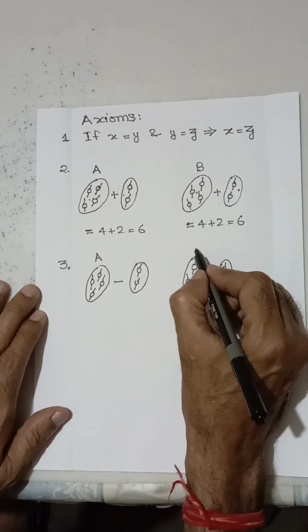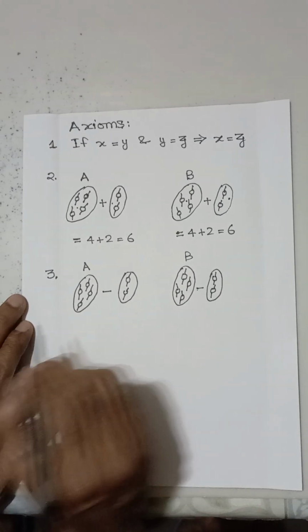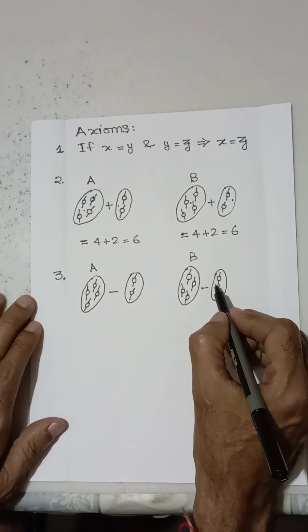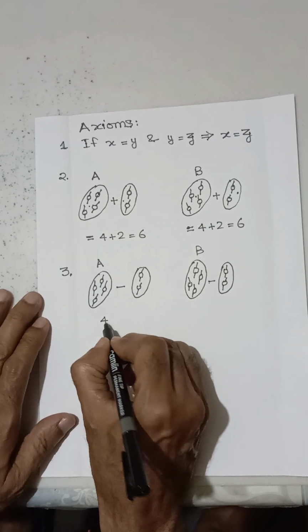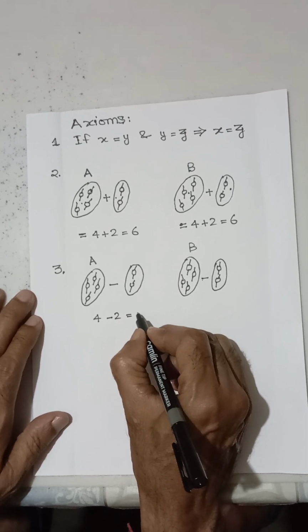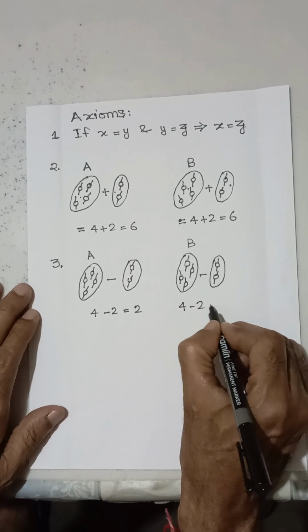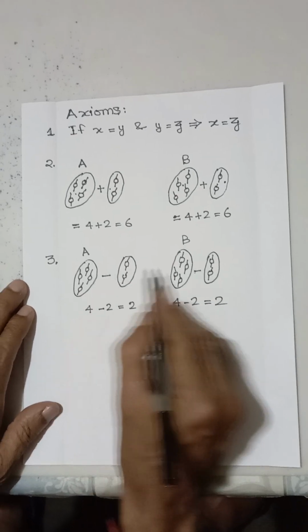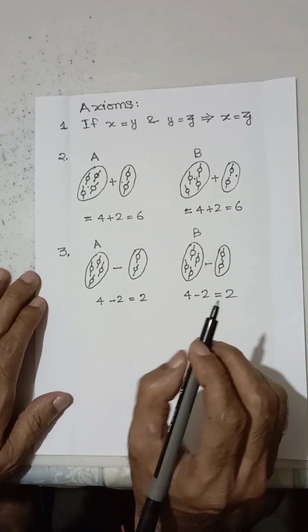Then equals, it means A and B have an equal number of toffees. 2 is subtracted from A and 2 is subtracted from B. So for A, 4 minus 2 is equal to 2, and for B, 4 minus 2 is equal to 2. So when equals are subtracted from equals, the remainders are the same.